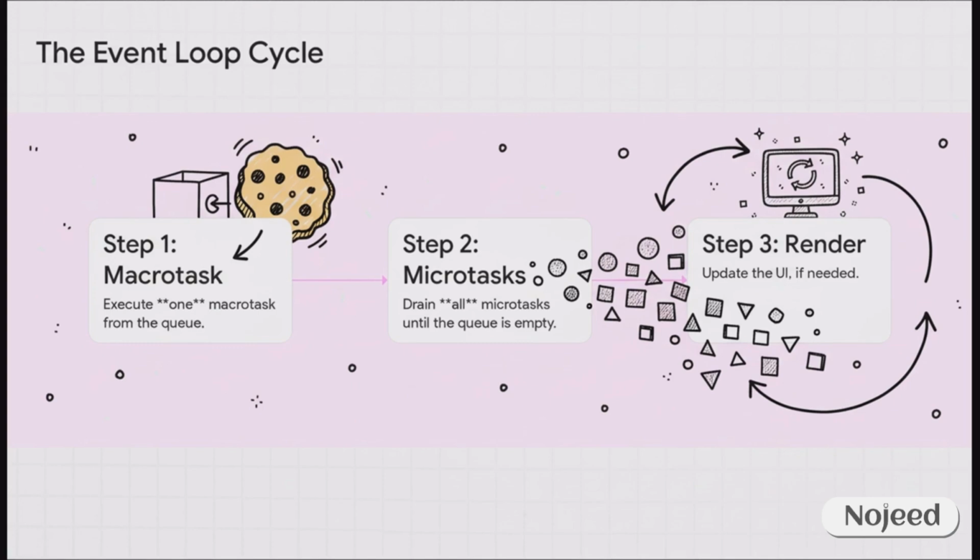The event loop will pick just one macro task from the list and run it. After it's done, and this is crucial, before it does anything else, it will run every single micro task it has until that list is completely empty. Only then, once all that work is done, does the browser finally get a chance to breathe and update the screen. Then the whole cycle starts over. One macro task, all micro tasks, then maybe a render.